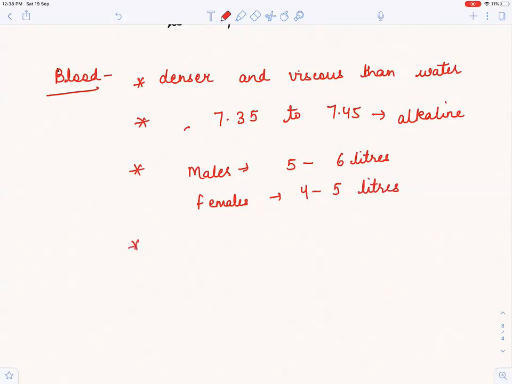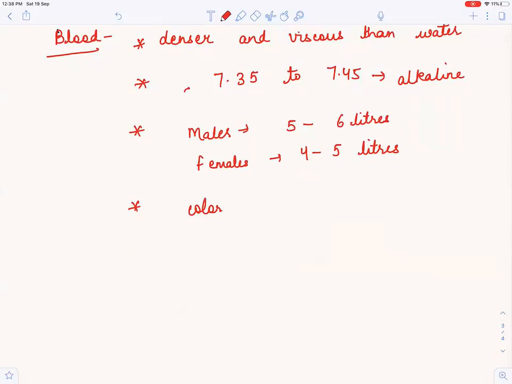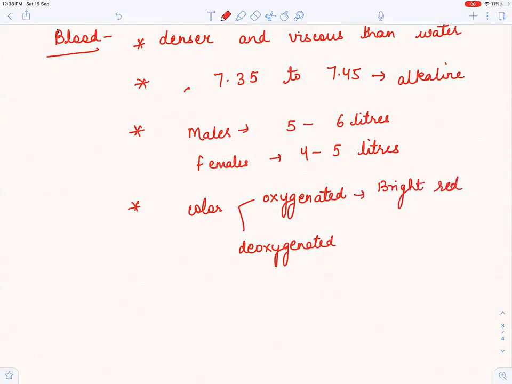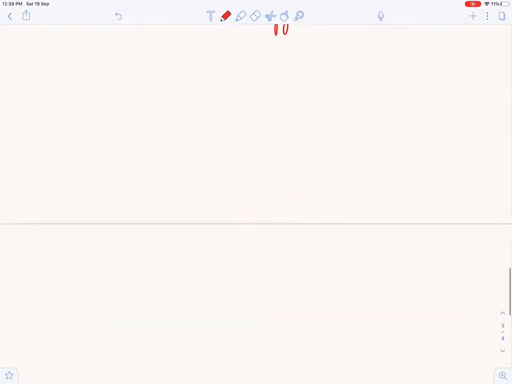And what is the color of the blood? Now don't say red like a 6-year-old kid. You have to say the oxygenated blood. We have already done this in breathing and respiration, exchange of gases chapter. Deoxygenated. So oxygenated blood is bright red. Remember we did it in exchange of gases chapter. Kindly see the videos. And deoxygenated blood is dark red. Okay, very simple.